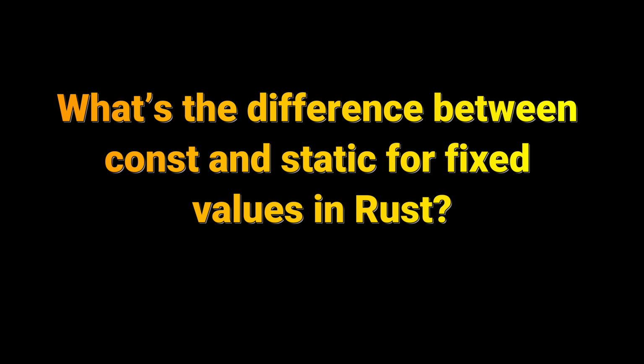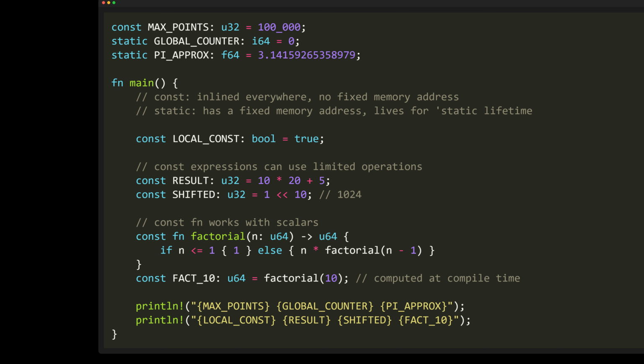Question: what's the difference between const and static for fixed values in Rust? In Rust, const and static are both for fixed values, but work differently. Const values are copied everywhere they are used and don't have a fixed memory location. Static values have a fixed memory address and live for the entire program. You can also create constants using functions that are marked as const, which run at compile time.